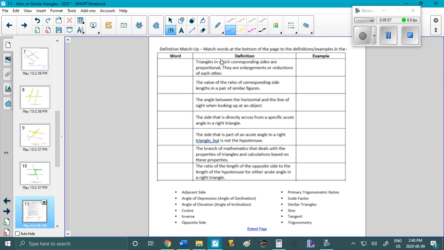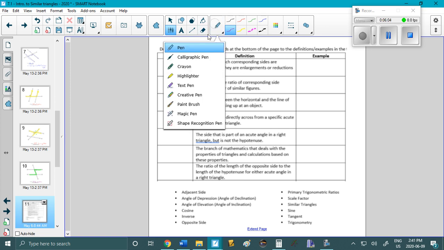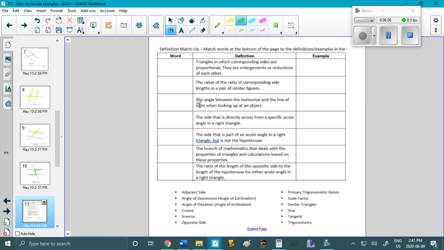So the first one, triangles in which corresponding sides are proportional, they're enlargements or reductions of one another. Feel free to pause and try to fill these in if you want. You don't have to. But that one is going to be similar triangles, and that is what we're going to do today. Similar triangles. Okay, so those are similar triangles.